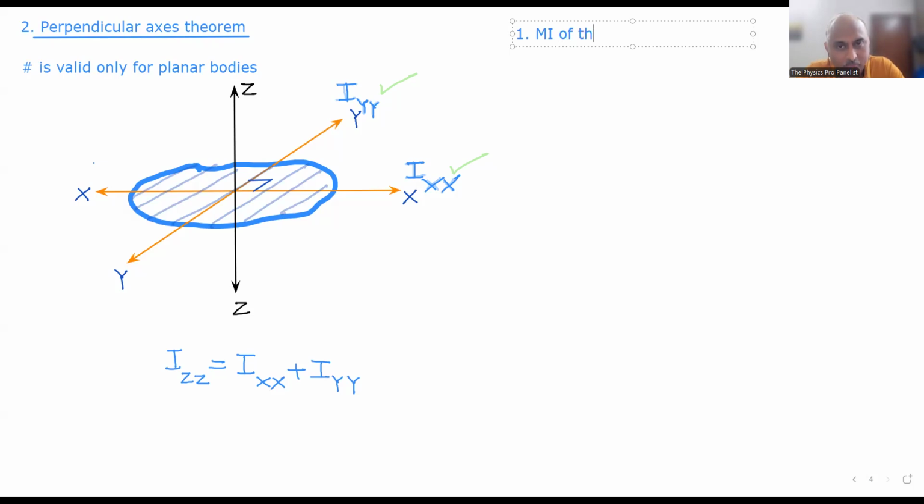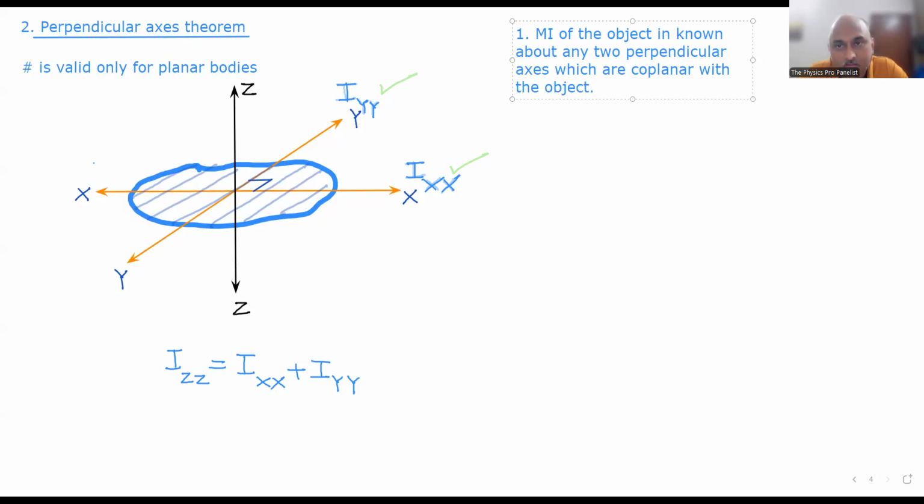Moment of inertia of the object is known about any two perpendicular axes which are coplanar with the object. ठीक है.